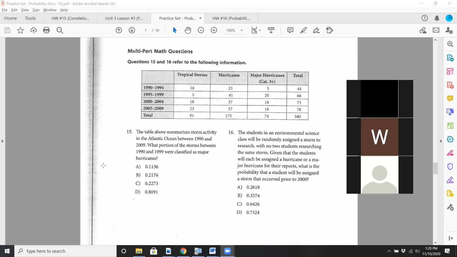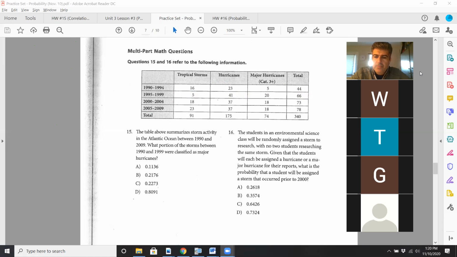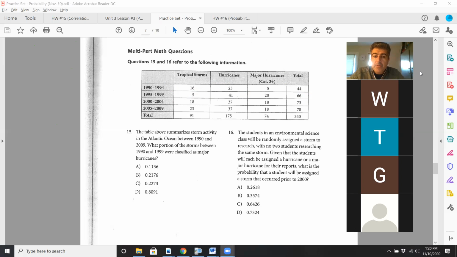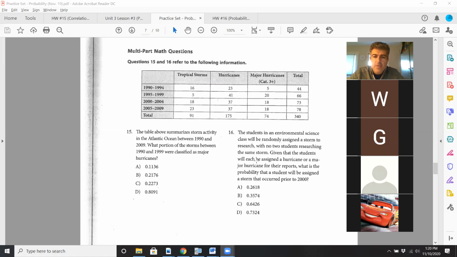And then let's see if someone else could help me out here. Aiden, can you help me out with 16 if you're back? Yeah, go ahead and read 16. And we'll do a breakout room after that.